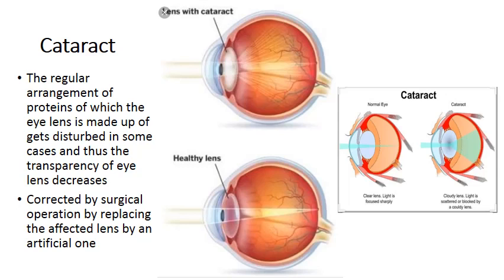An eye lens is made up of proteins. In some rare cases, these proteins get disturbed, means they no longer remain in a regular arrangement, as a result of which the transparency of the eye lens decreases, and this defect we call cataract. There is no special tool by which we can correct an eye lens having cataract. What we simply have to do is that it can be replaced by surgical operation. It can be replaced by a new artificial lens, and thereby cataract is corrected.